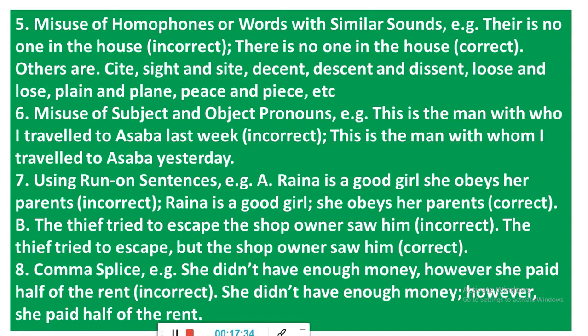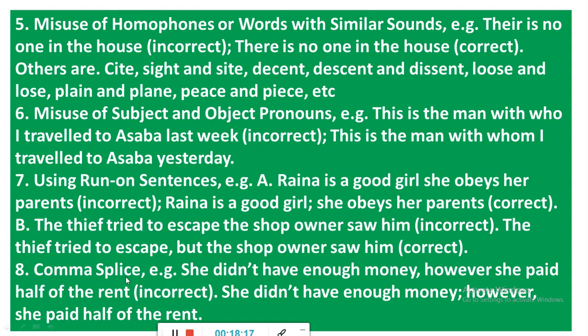To correct it, we punctuate it or we use the appropriate conjunction. Now the correct version will be, the thief tried to escape, but the shop owner saw him. All right, so the first one, which is wrong, is: the thief tried to escape, the shop owner saw him. This is incorrect because it's a run-on sentence. So whenever you find a run-on sentence, you will be able to correct it either using the appropriate punctuation mark or the appropriate conjunction.